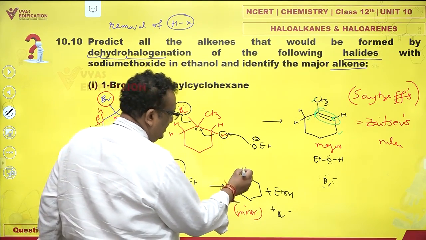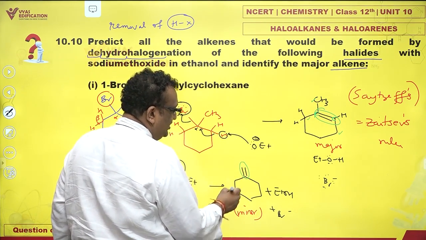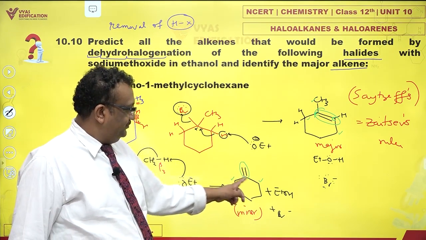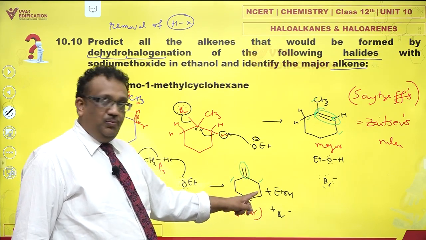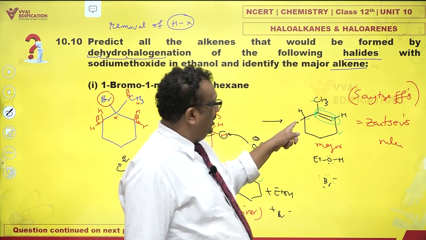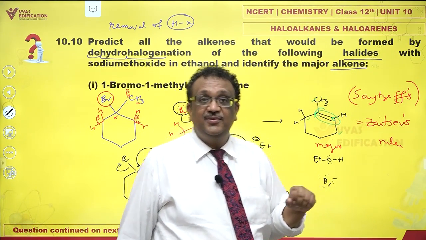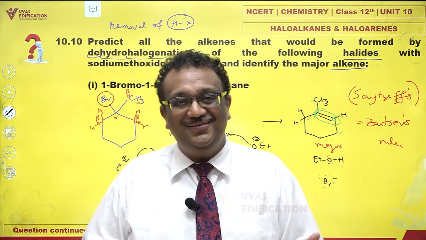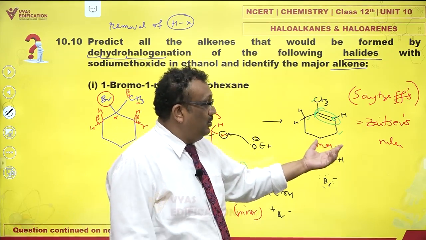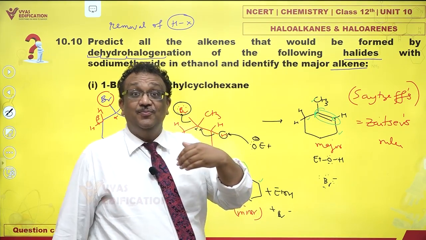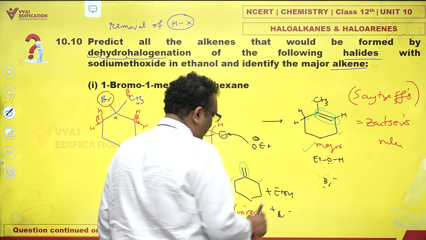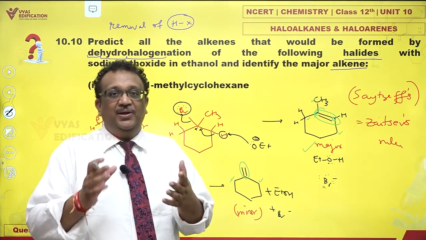What about this? This alkene is branched in such a way that it has 2 neighboring carbons. It has 1 and 1, 2 branches. This has 1, 2 and 3 branches. More branched alkene is more stable. That is Zaitsev's rule, and more branched alkene is more favored product. So this is why this is the major product and this is the minor product.